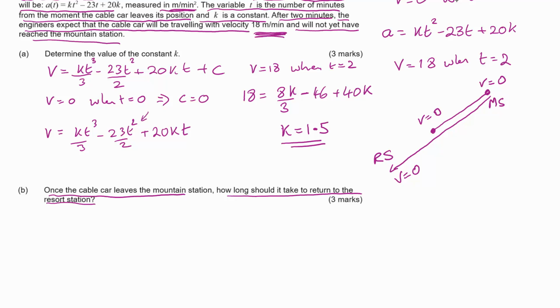Now that we know that k is 1.5, we've got 1.5t cubed over 3, which we could simplify, take away 23t squared over 2, and 20 times 1.5 is 30, plus 30t. And we want that to be equal to 0. And again, let's just solve for that.